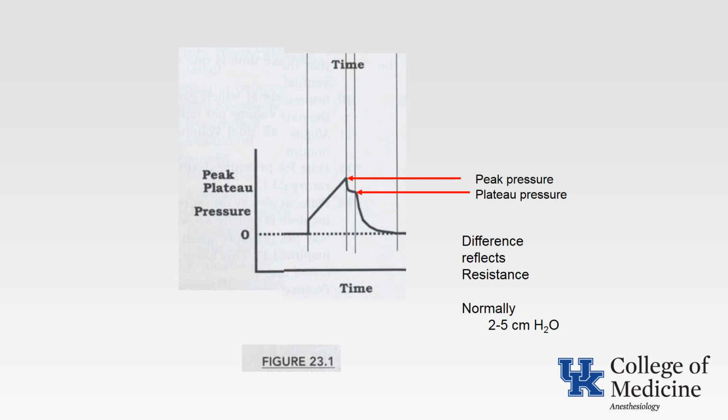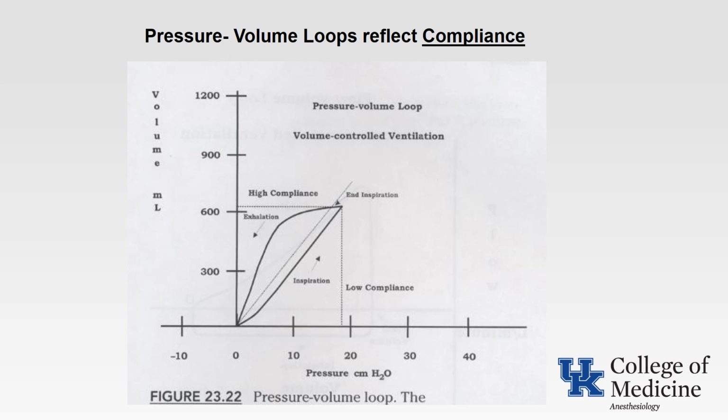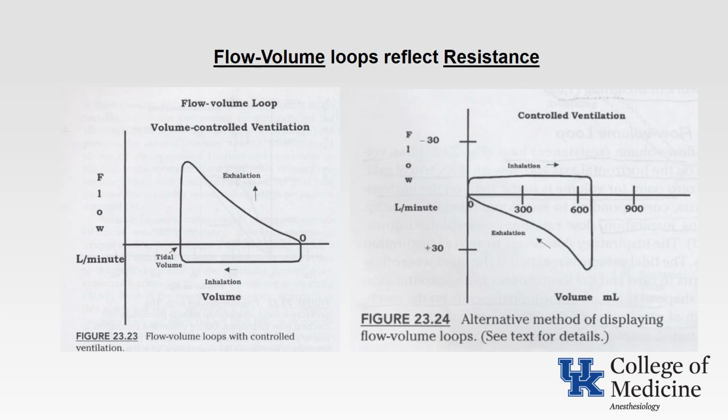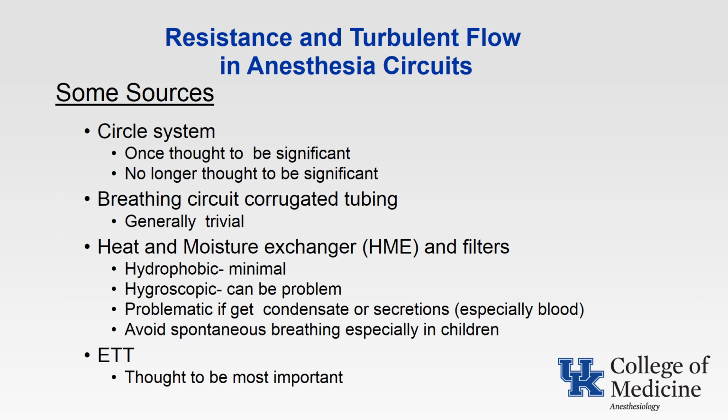This shows a diagram of the pressure versus time, noting the difference between peak pressure and plateau pressure. Another way of assessing this is pressure volume loops, which reflect compliance, and flow volume loops, which reflect resistance. Some of the sources of resistance in turbulent flow in anesthesia circuits include the circle system, the breathing circuit, heat and moisture exchangers, and the endotracheal tube.